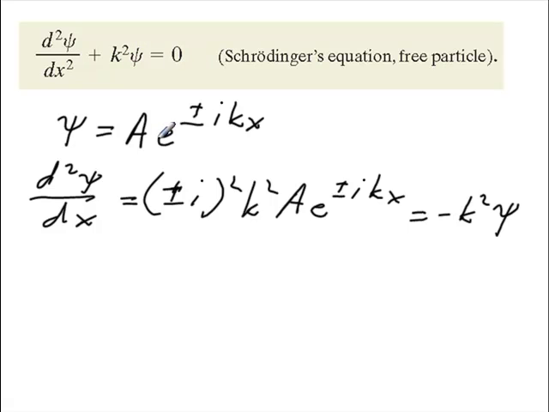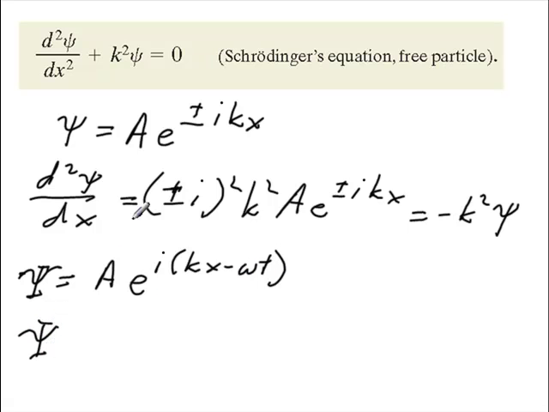But if I add this to my time dependence, I get psi with the time dependence, make it a capital psi, is a e. If it's a plus, then it's e to the I kx minus omega t, which is a wave moving to the right. And if I use the minus, then it's a e to the negative I kx plus omega t, which is a wave function for a wave moving to the left.